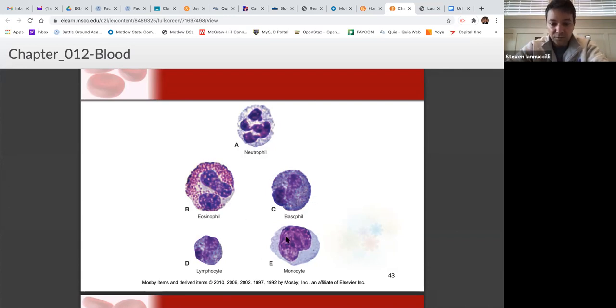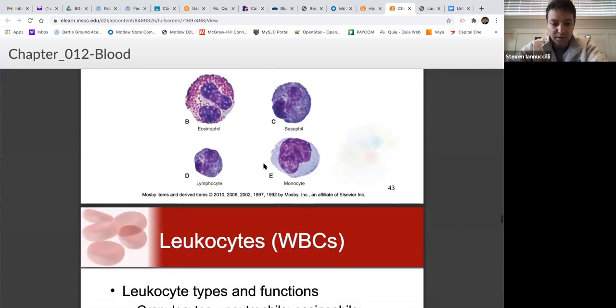Some of them have large single nuclei, some of them have two nuclei, and some of them have multiple nuclei. They're all going to have various functions. They're all going to do different things, and we are going to talk about what they do now.